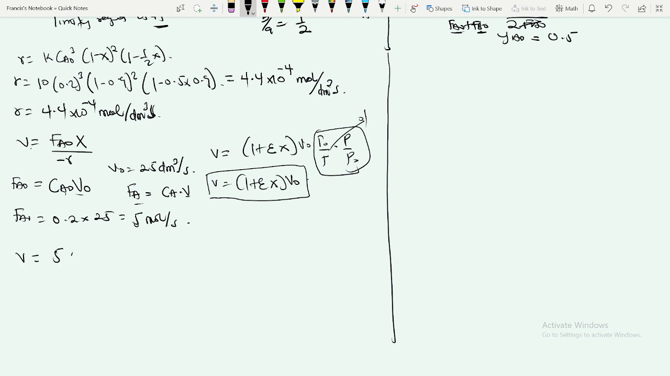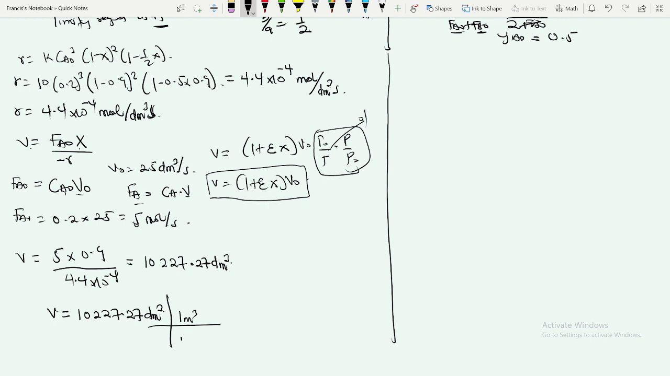So you substitute that here. Our volume becomes 5 times our conversion 0.9 divided by our rate, which is 4.4 times 10 to the power negative 4. This gives us 10,227.27 decimeter cube. If you wanted to convert this into meter cube, 1 meter cube is equal to 1000 decimeter cube, so you move the decimal 1, 2, 3 places, and that will give us 10.227 meter cube. So this becomes the volume of the reactor.